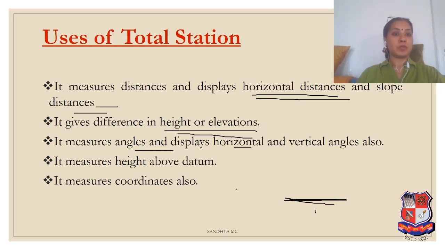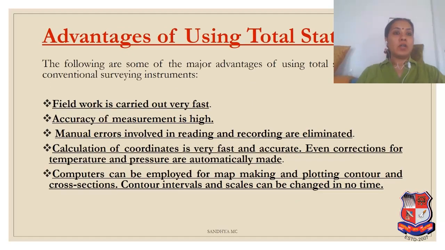Now, as compared with the other conventional methods of surveying, it should have some advantages. Obviously, it should have some advantages over other surveying methods. What are the advantages? Field work can be carried out very fast. Accuracy of measurement is very high.